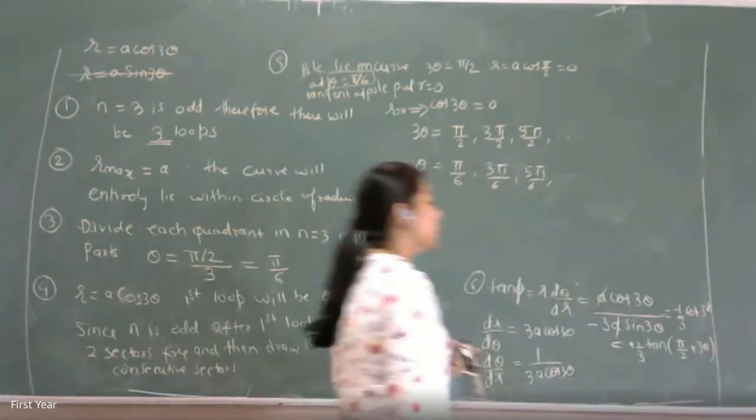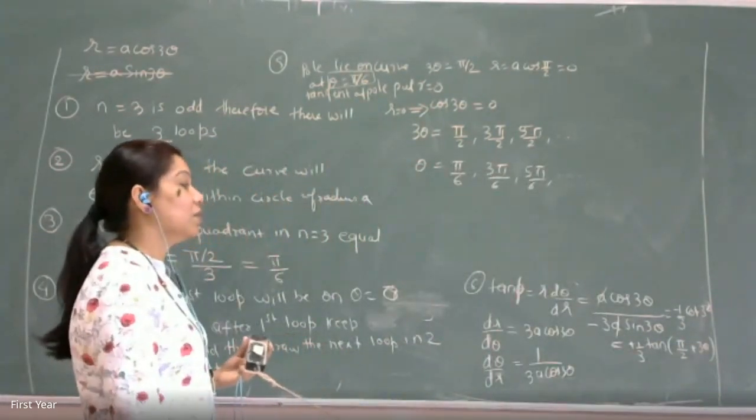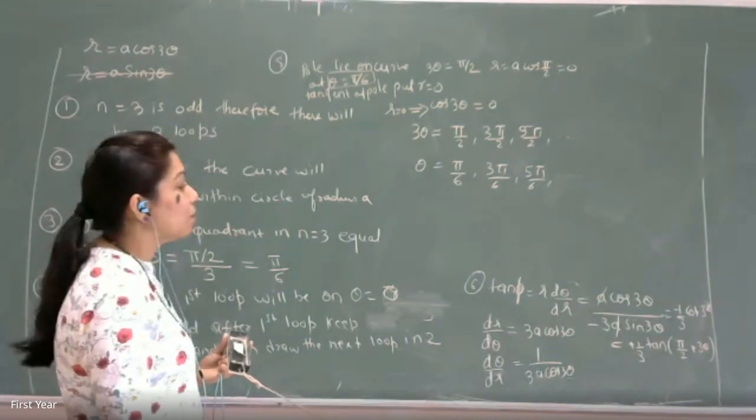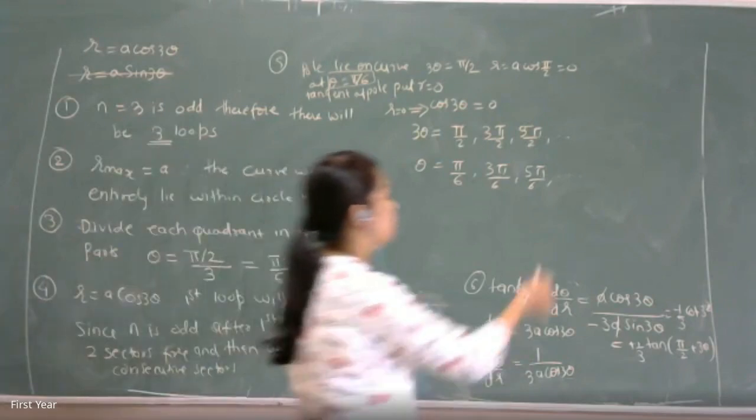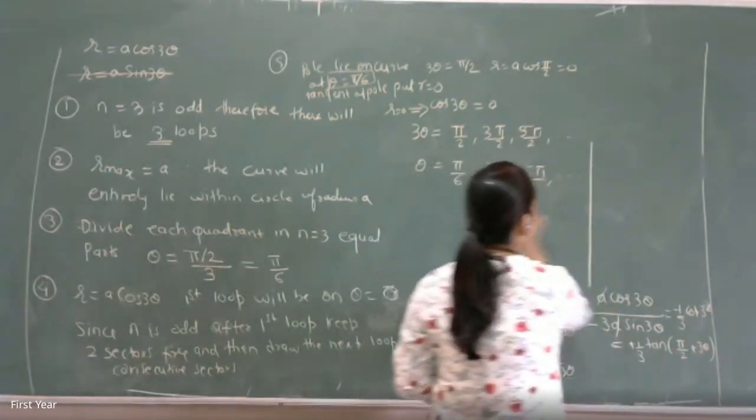Minus cot theta is tan of pi by 2 plus theta. So you are getting the value. So when theta is equal to 0, tan pi by 2 is infinity, therefore your curve will become like this. So let me try to draw it.